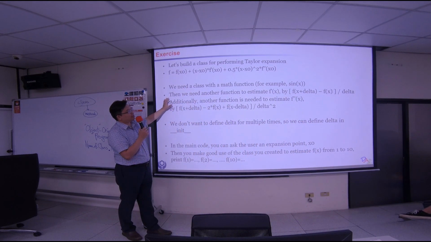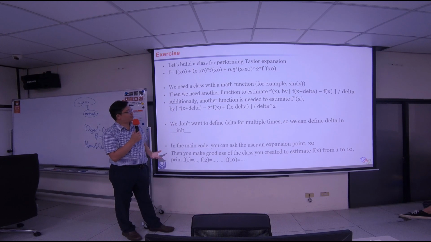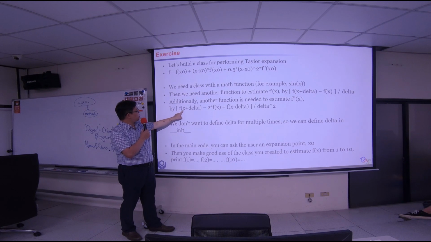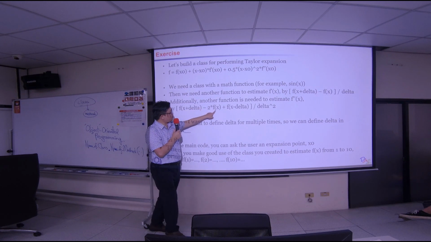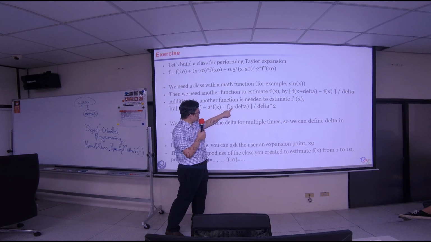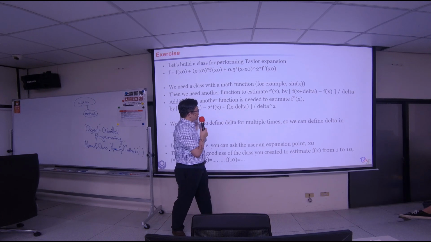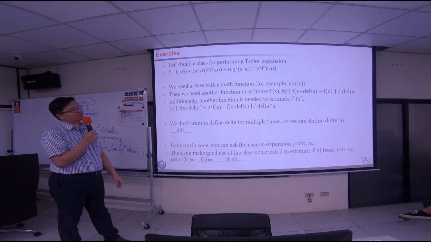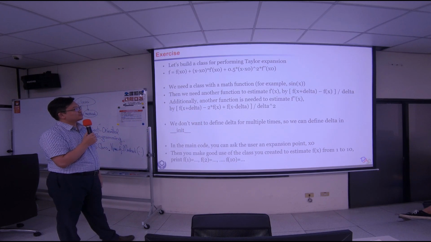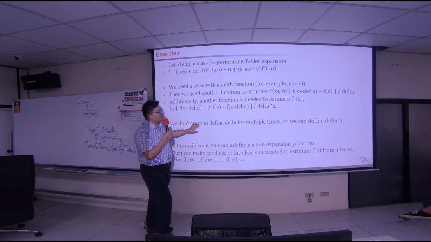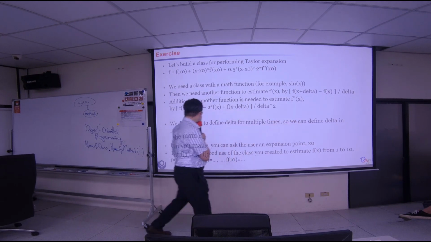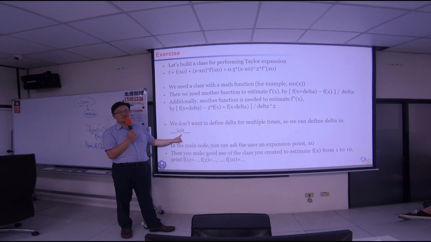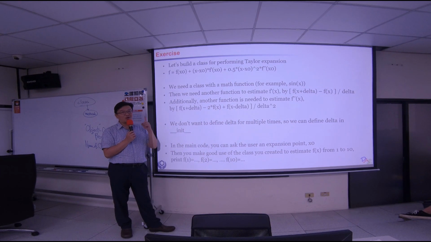Here is the estimation for f double prime, also by finite difference. It's going to be f of x plus delta minus 2 times f of x plus f of x minus delta, the whole thing divided by the square of delta. Okay, that will give you an estimation of f double prime. But from here you can see many times you need the value of delta. So let's define delta inside the initialization. So you only need to define delta once.